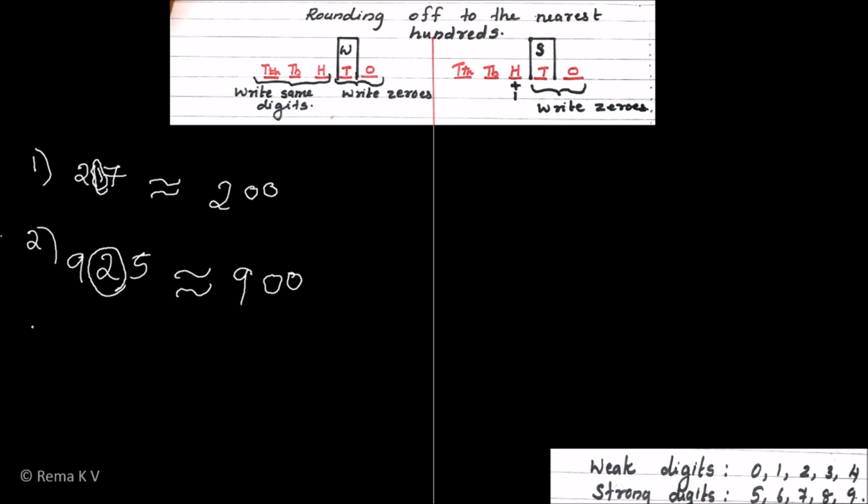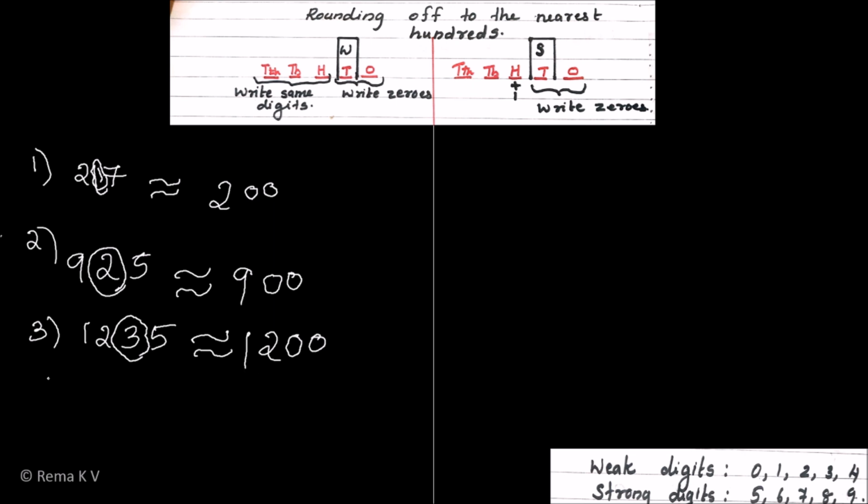Now let us consider another one. It is 1235. This is rounded off to... In the ones place and in the tens place you have to put zeros. And now check the tens place digit. What is the tens place digit here? It is 3. Is it a weak digit or a strong digit? It is a weak digit. So write the same digits in the hundreds place and thousands place.